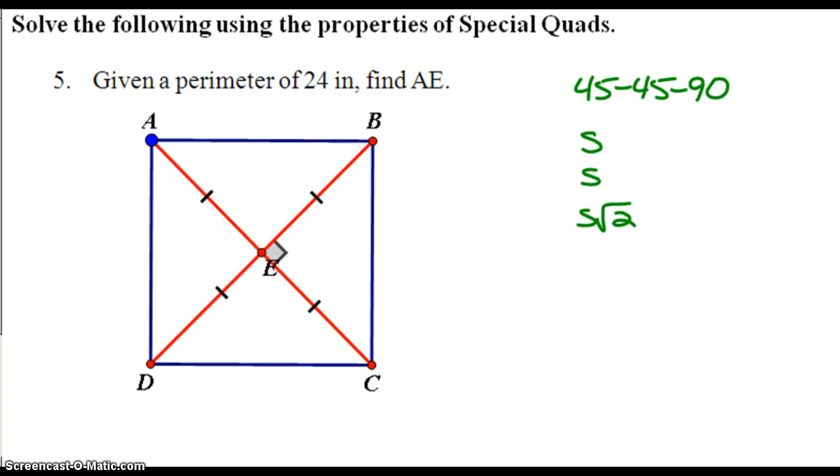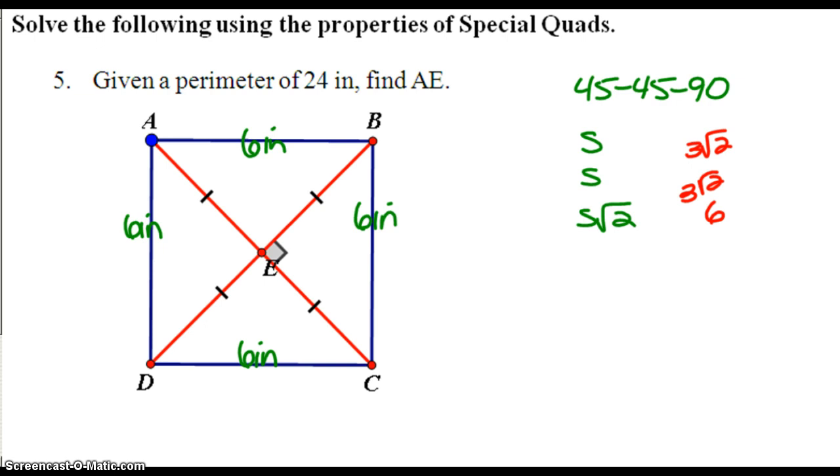So with all that in mind, we're given a perimeter of 24 inches. So that means that each side is 6 inches, because we took 24 and divided it by 4. So if each of our sides are 6 inches, we could find our diagonal, which would be 6 root 2. We're also thinking about finding half our diagonal, which is AE. So you could either look at the smaller right triangle and say the hypotenuse is 6, and when we divide by root 2, we get 3 root 2 and 3 root 2.